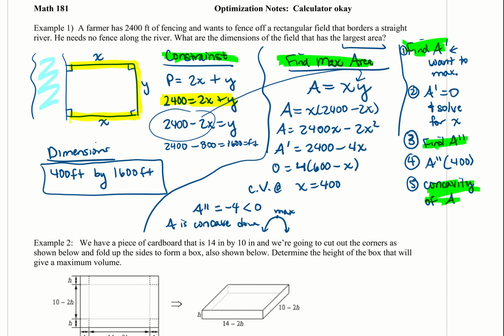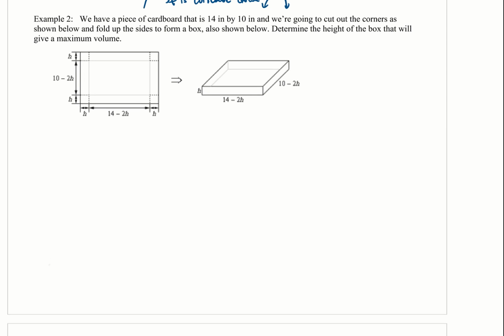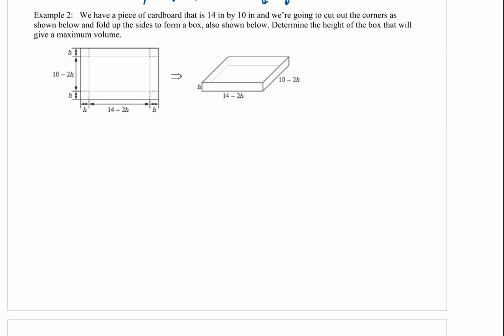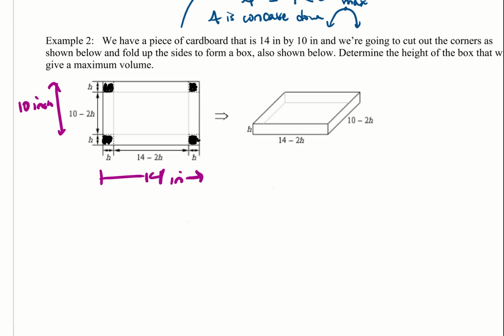All right, let's take a look at another very common problem. We have a piece of cardboard. It's 14 inches by 10 inches. Initially, it's going to be cut up, but it starts off 14 inches by 10 inches. And what we're going to do is cut out the corners and remove them. So these corners will be removed right in here. And when they are cut out and removed, we're then going to fold up the cardboard along these little dotted lines, and it'll form this open box.